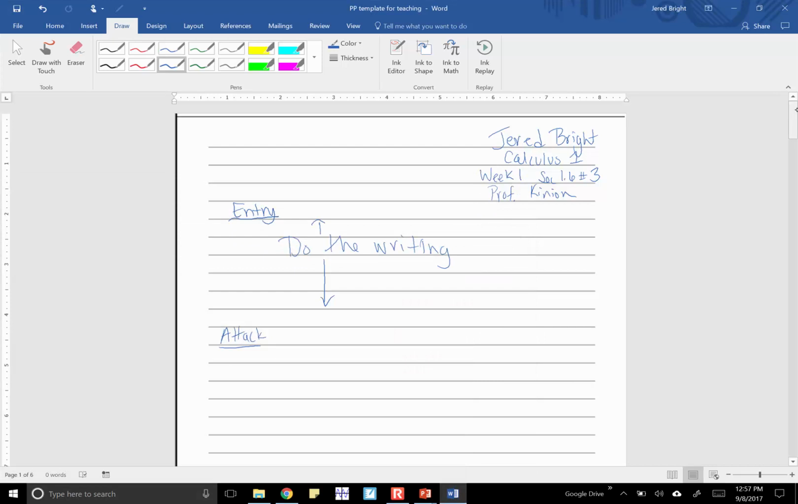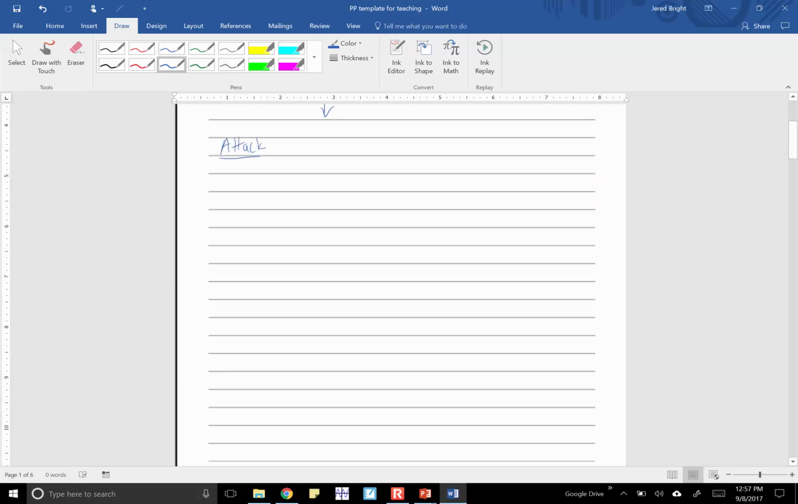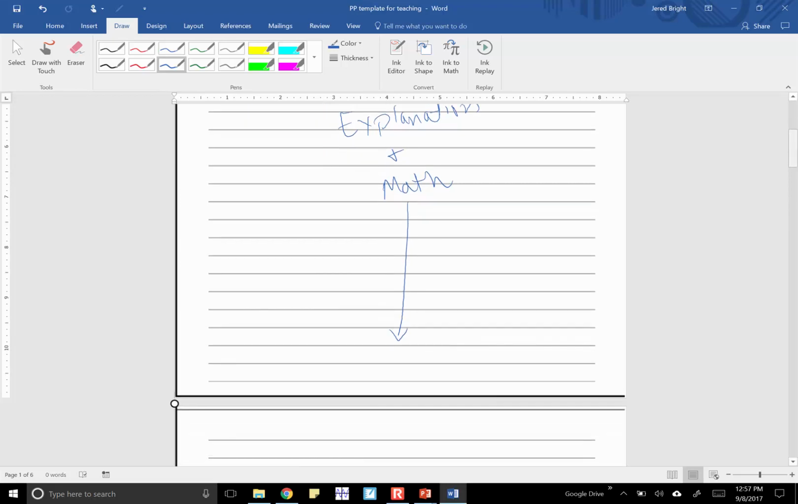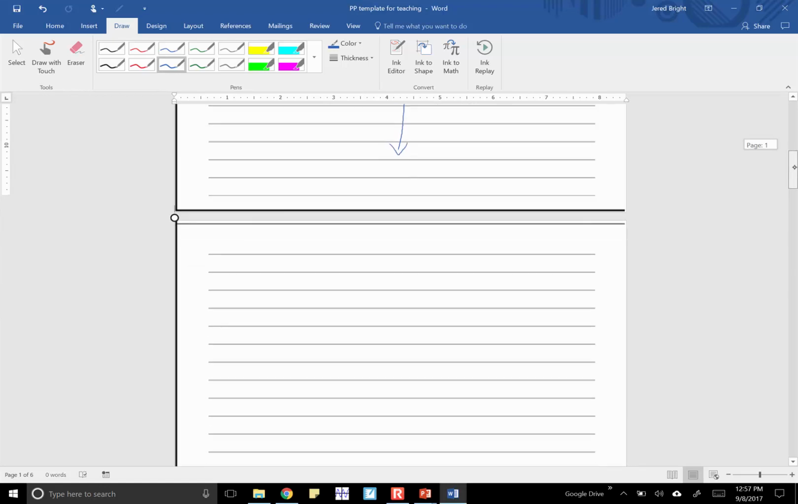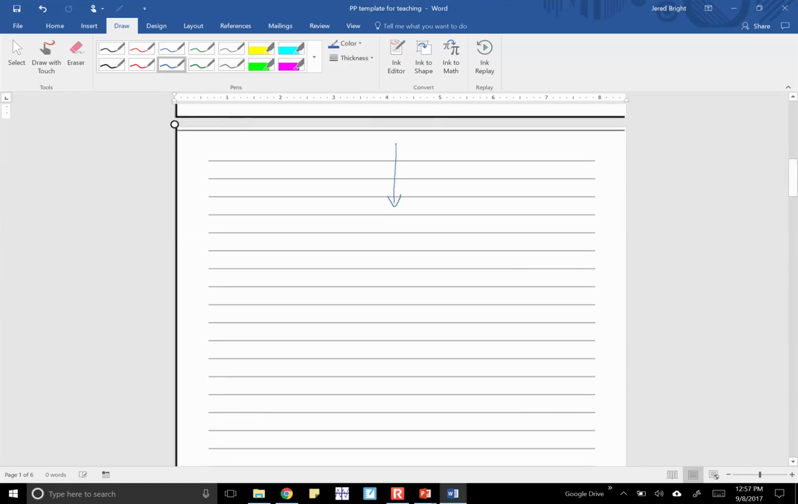So again, maybe you do some explanations. I'm just going to leave some room, and math. That goes from here down here, and then I'm going to move down, and maybe that actually takes a little bit of the second page too. So it goes down to there, and then I'm going to do the conclude and reflect. And again, label these for right now.